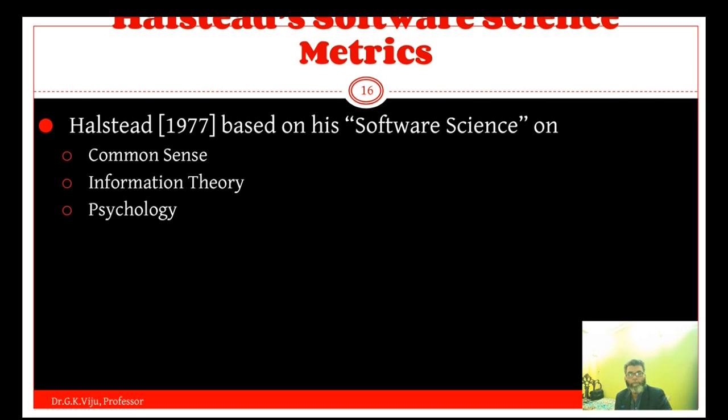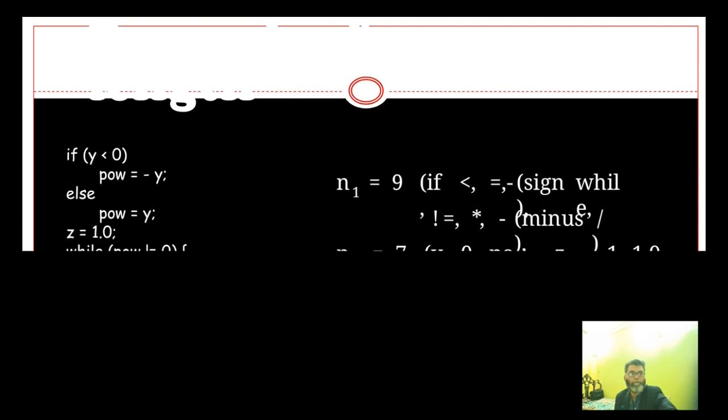By counting the tokens and determining which are operators and which are operands, the following base measures can be collected. That is, small n1 equal to number of distinct operators, small n2 number of distinct operands, capital N1 total number of occurrences of operators, and capital N2 total number of occurrences of operands. Halstead based his software science on common sense, information theory, and psychology.